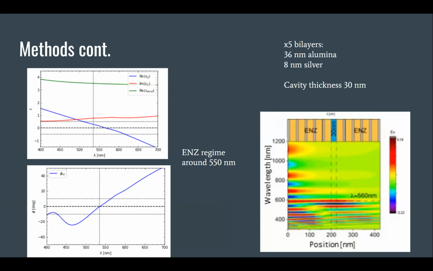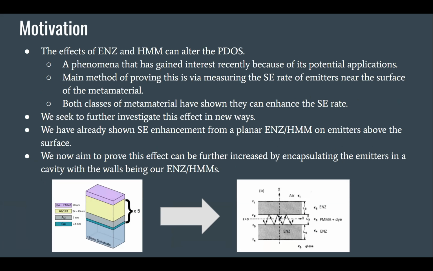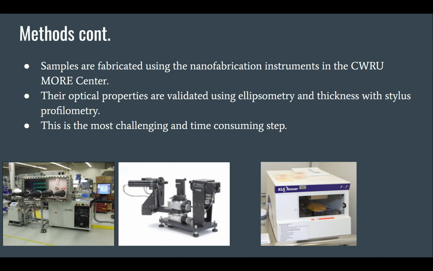One other thing, real quick. If you look in the bottom left picture, you'll see that there's Ge, half a nanometer of germanium. Using these systems is very wishy-washy, and it's the most challenging and time-consuming step.